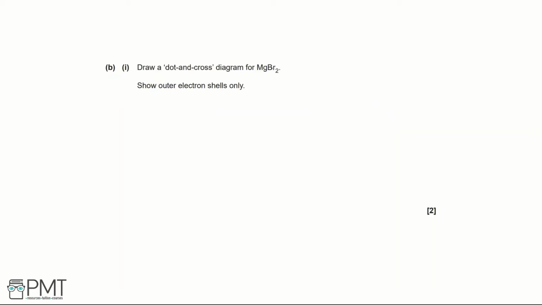Part B, Part 1. Draw a dot and cross diagram for MgBr2. Show outer electrons only. So magnesium bromide is ionically bonded. So we need to draw an ionic bonding diagram that's dot and cross. So if we start by drawing magnesium, magnesium will have an empty outer shell and a 2+ charge because it's going to be lending 2 electrons to bromine.